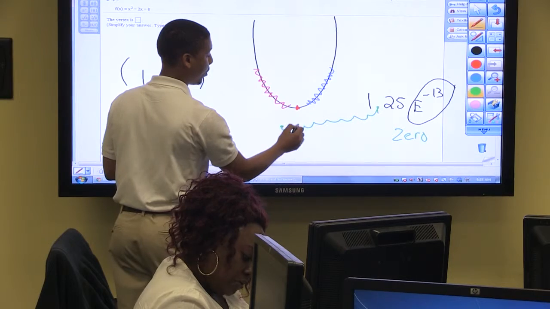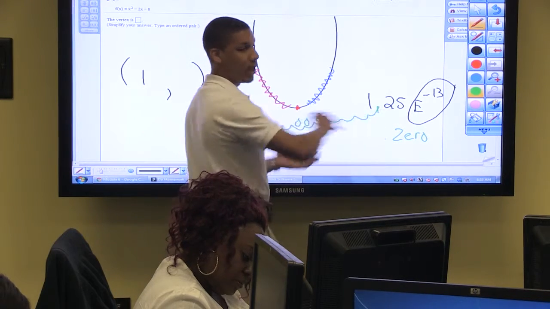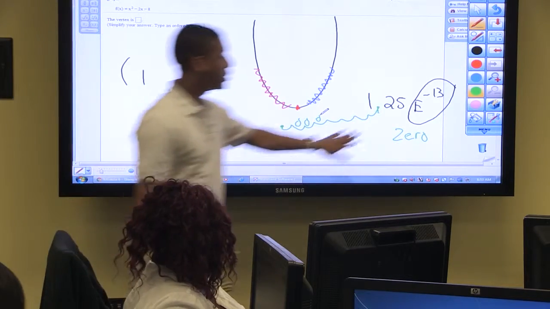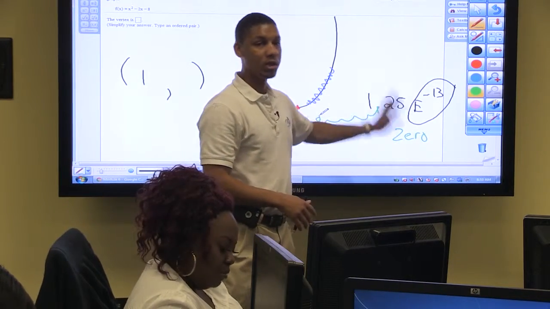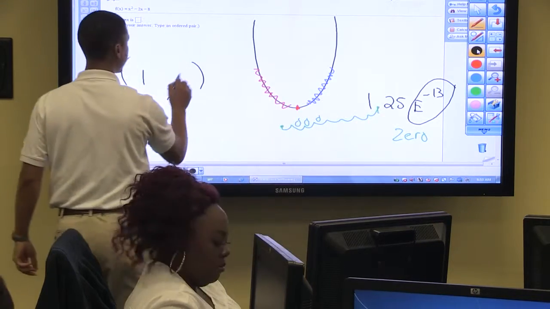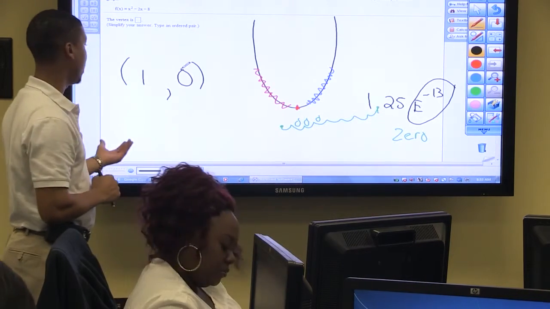I put my decimal here, filling all these zeros here. It's just actually going to round to 0 anyway. So what I'm trying to say in your notes, anytime you see e to the negative something, just say it's 0. So that's our first step of finding the vertex.